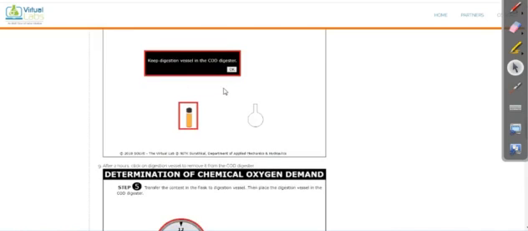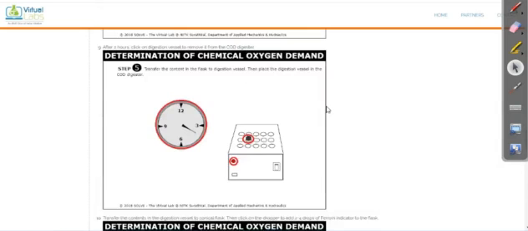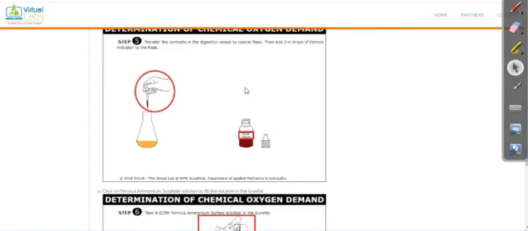Okay, we are taking this into this digester vessel, and once it is over, we keep that digester vessel into the COD digester here, for 2 hours. For the 2 hours we keep that sample in the COD digester, and once the 2 hours is over, what is the next step? The next step is we have to add the indicator.